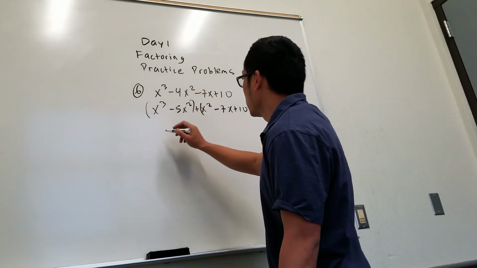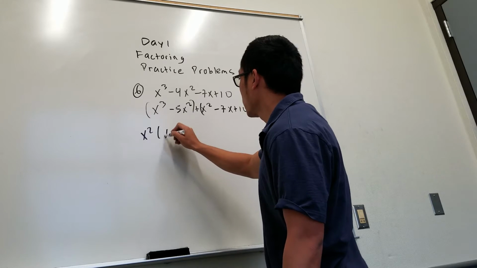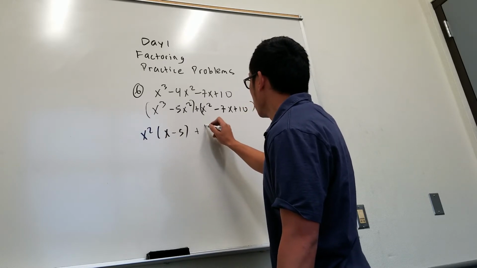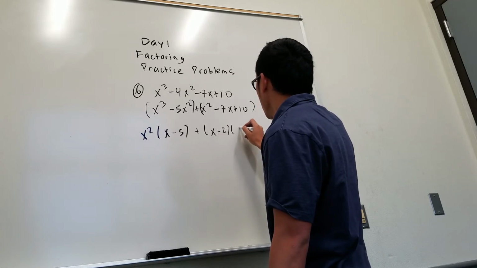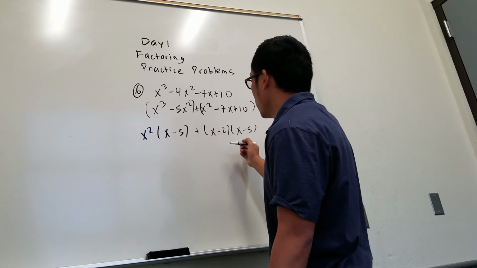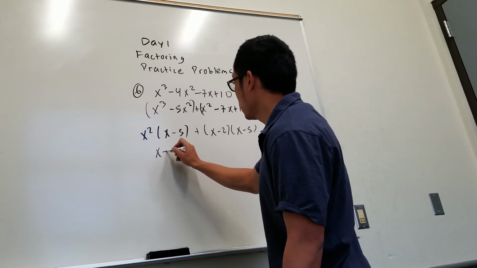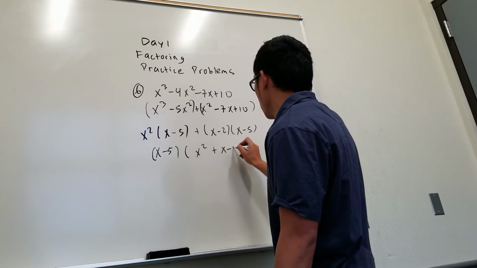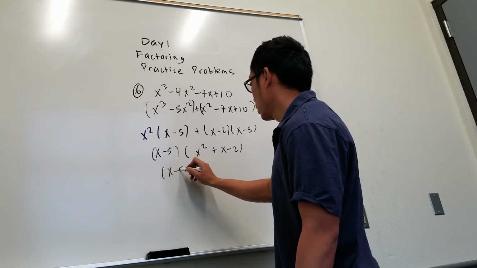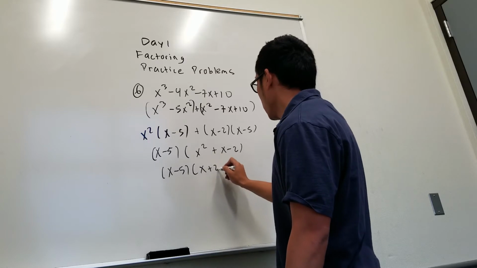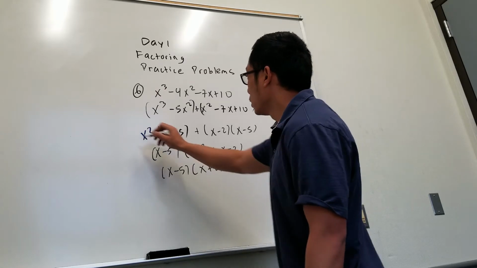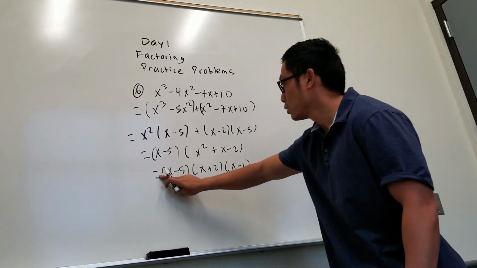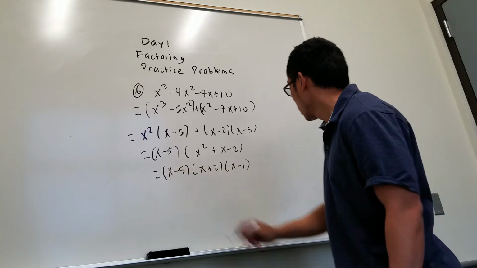So here I'm going to factor out x squared. We have x minus 5, and then here this factors as x minus 2 times x minus 5. What do you know, they have something in common, which is x minus 5. And what's left? You have x squared here, then plus x minus 2. This actually factors as x plus 2 times x minus 1. There you go.